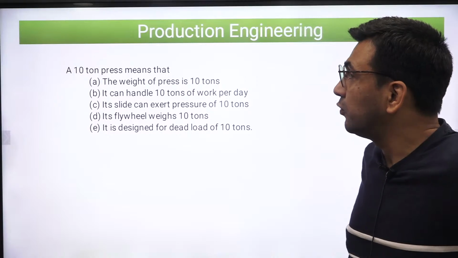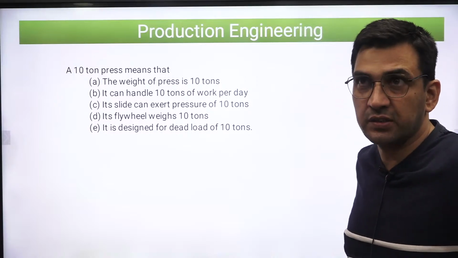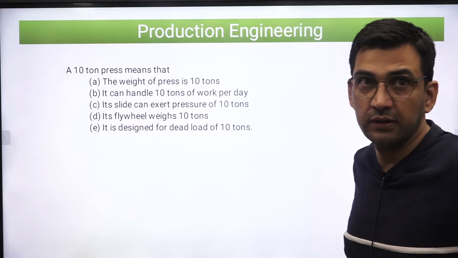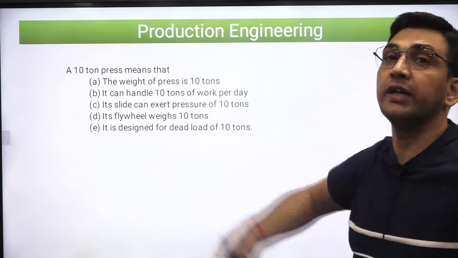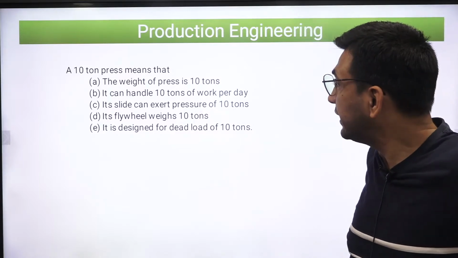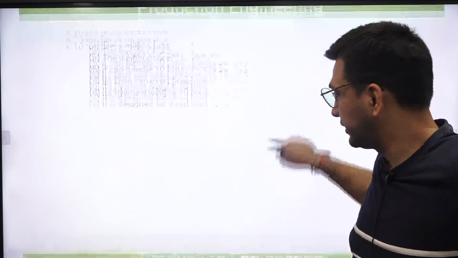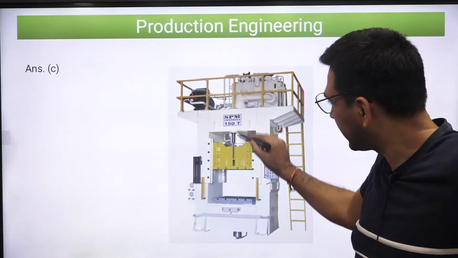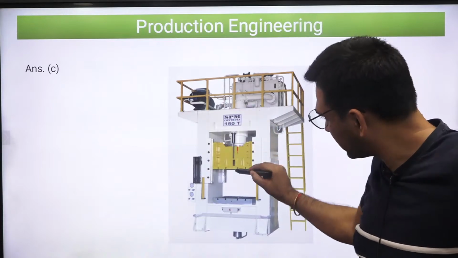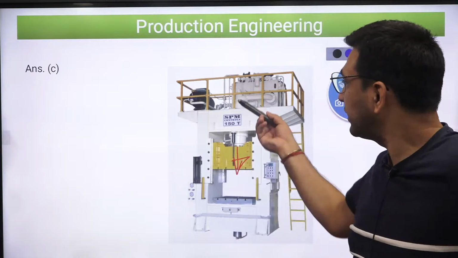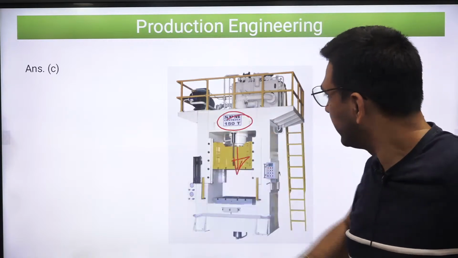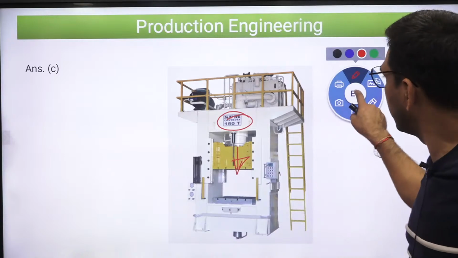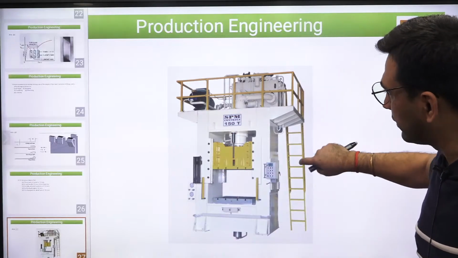See, when we denote any particular press in terms of tonnage, we are talking about how much load it can exert. So 10 tons of load it can exert. It is basically the slide that can exert a pressure of 10 tons. How much force can that ram exert? Normally we call it a ram. For example, over here it is written as 150 ton. So it means 150 tons of load it can exert over here, right? That is the meaning of this. So C is the correct option.